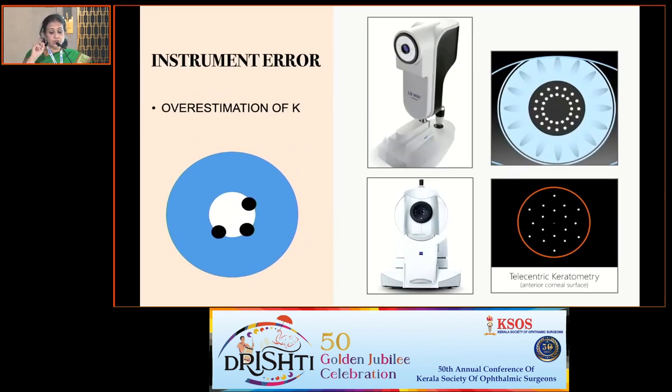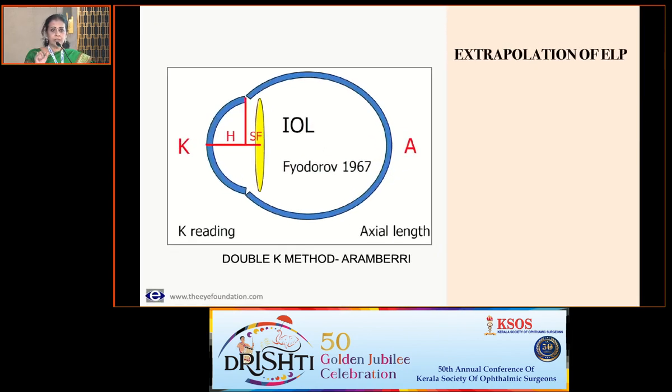The other error is the instrument error. Whether we are using a manual K at 3.2, or an IOL Master with three rings, or your Lenstar, you are not able to measure the most central part of the cornea. So all the measurements are paracentral, and you are assuming the central value. So in a myope, the paracentral cornea is actually a little steeper than the central cornea, which is very flat. So you end up overestimating the K and underestimating the IOL power, and you end up with a hyperopic surprise. The other issue is the problem of the extrapolation of ELP.